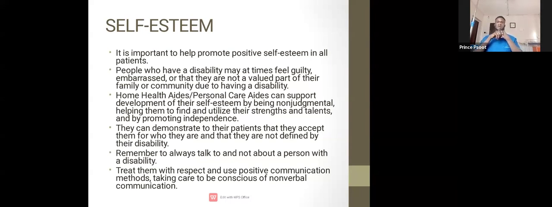Home health aides or personal care aides can support development of their self-esteem by non-judgmentally helping them to find and utilize their strengths and talents, and also by promoting independence. They can also demonstrate to their patient that they accept them for who they are and that they are not defined by their disability. All these things increase self-esteem, making them understand: I accept you for who you are, and you are not defined by what you look like. Rather, I believe in who you are.